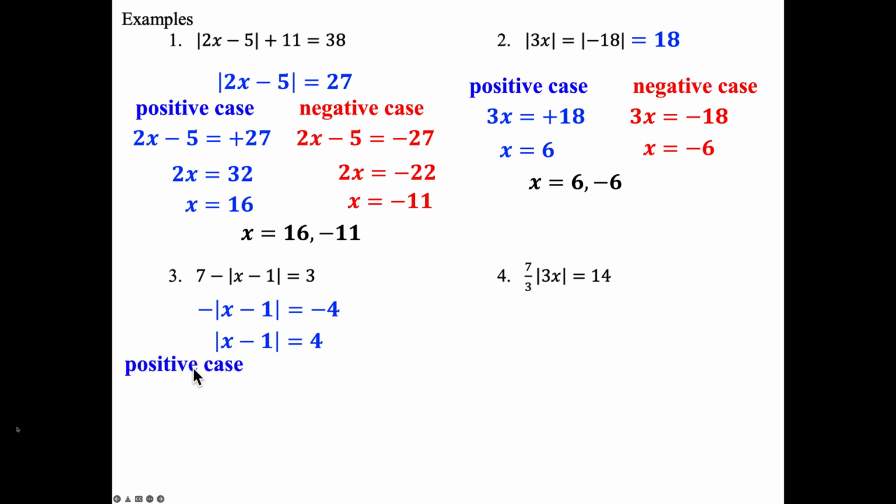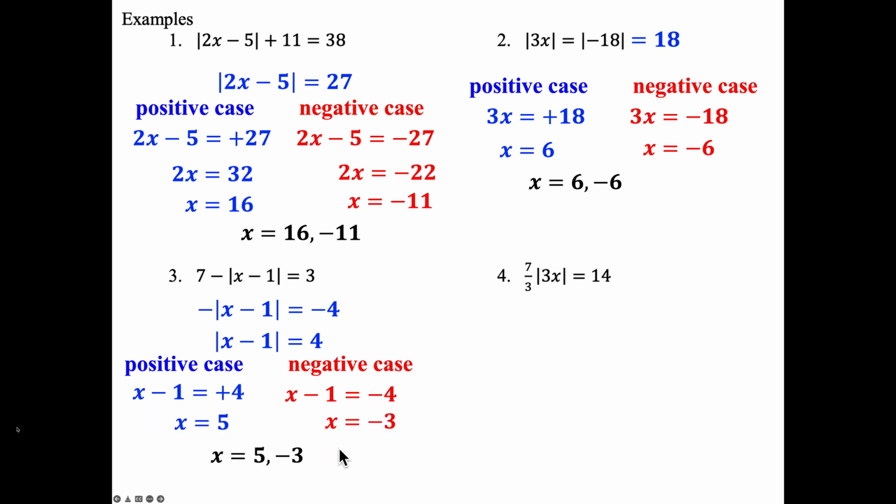Make a positive case, x minus 1 equals a positive 4. Make a negative case, x minus 1 equals negative 4. All right, add 1, 5, negative 3. There's my 2 answers.